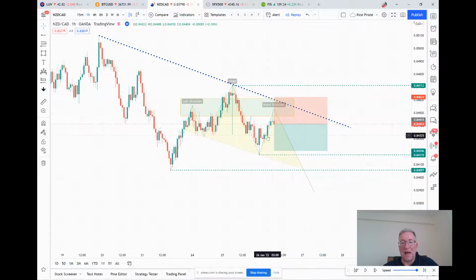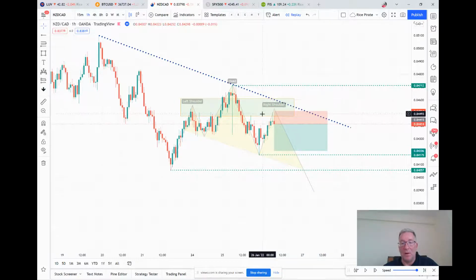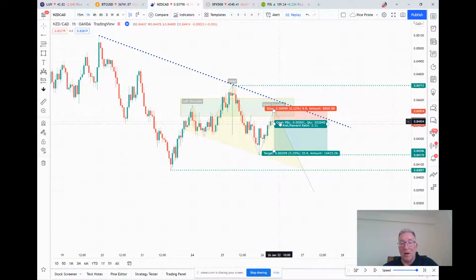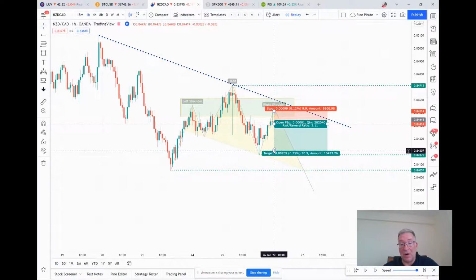Where do I set my stop? This is going to be the same as before. I'm going to set my stop above this, because if we go above that, I'm wrong. It's just the way it is. And then where am I going to set my profit target? I'm going to set my profit target on 50% of my trade at this pivot point right there. Ultimately, I really want to get down to this level.